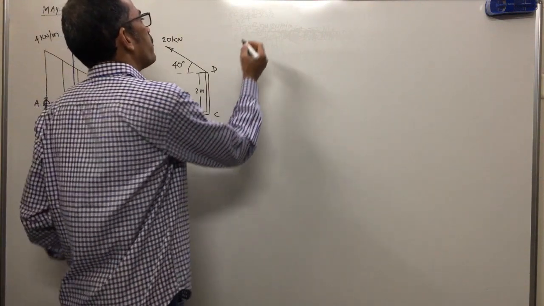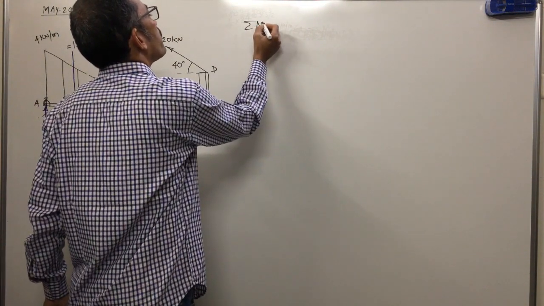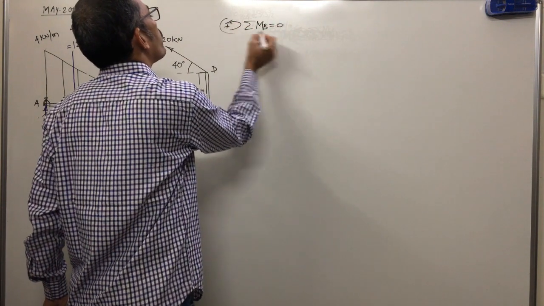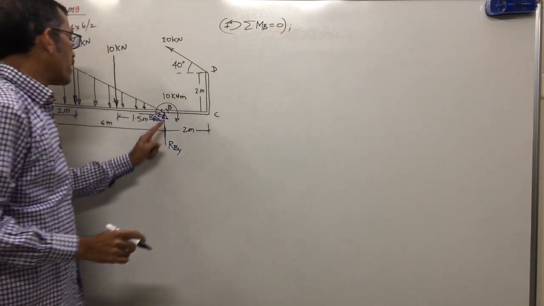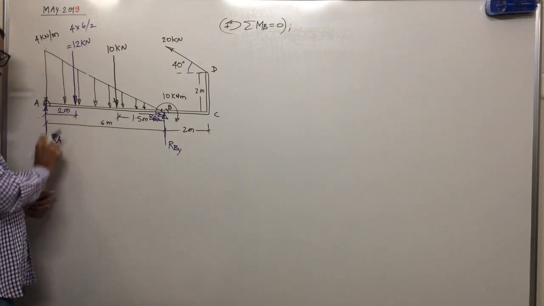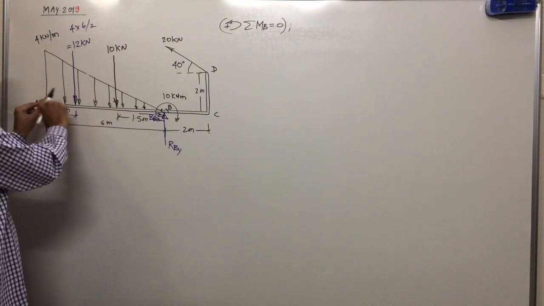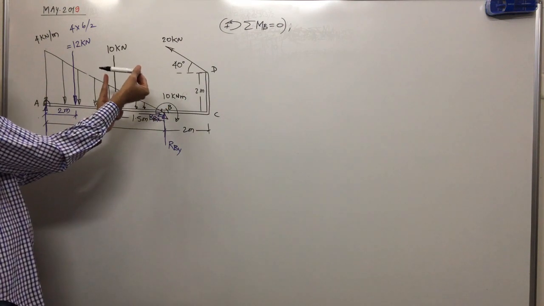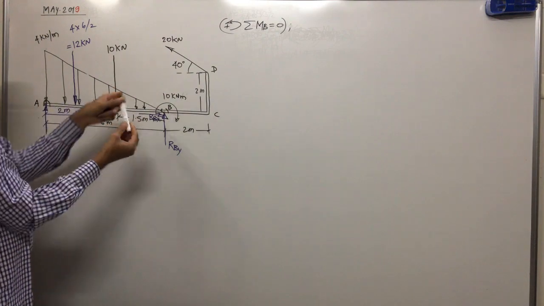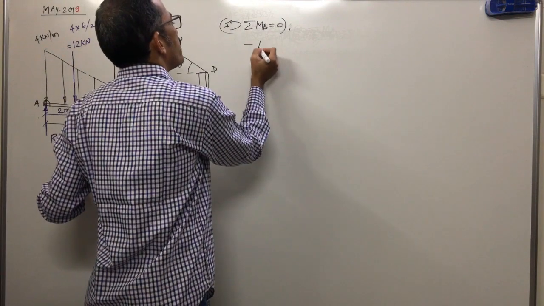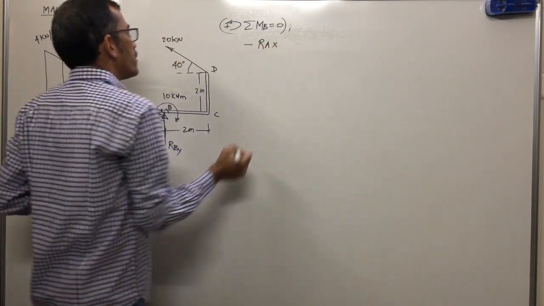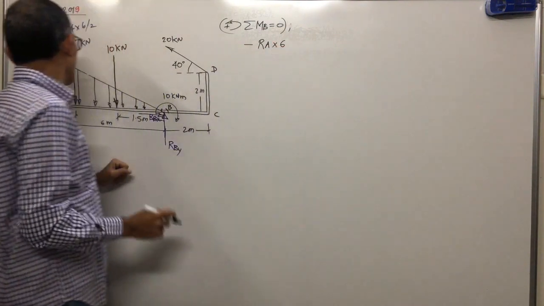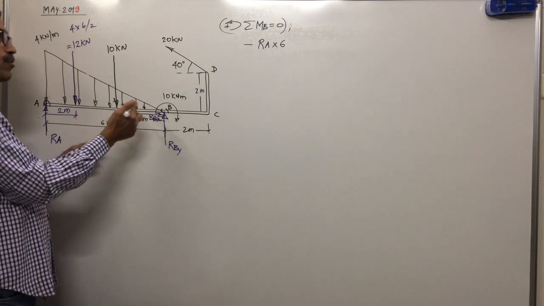Say I will take moment at B. Sum of moments about point B equal to 0, taking anti-clockwise moments positive. So at B you are taking moment. First, moment of RA. Hold the AB bar at B, apply force in upward direction. Moment of RA is clockwise, so minus RA into what distance? Vertical force, horizontal distance. 6 meter.